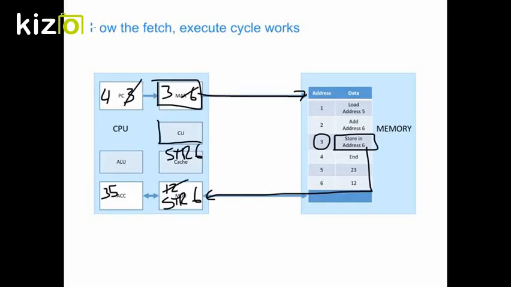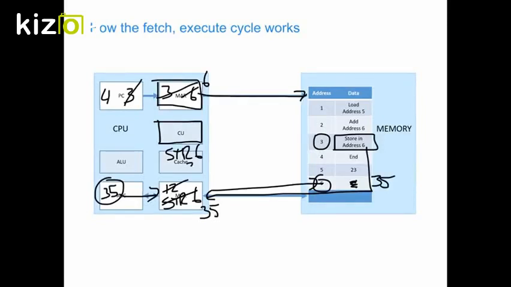So the control unit is going to look at this instruction, store in address 6, and change the memory address register to 6. Then the value that's in the accumulator, the 35, is going to go back to the memory data register and then out to memory address 6. So what was in address 6, which is 12, is no longer there; it gets overwritten by the value 35. We would also want to be storing a copy in our cache just in case we need it very soon later.